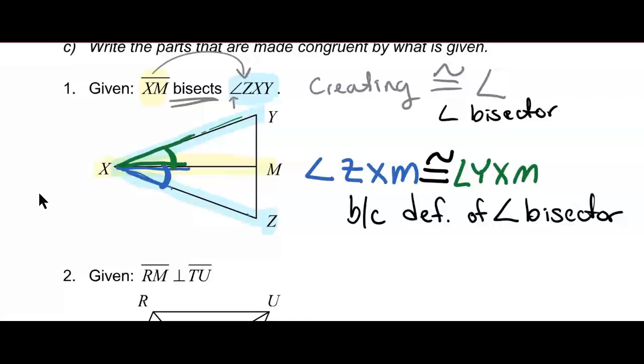This is the definition that I get to use as the evidence that these angles are congruent. If I take a larger angle and I bisect it, it creates two congruent angles based on the definition of an angle bisector. That's my reason. That's my evidence. And that's it for number one.